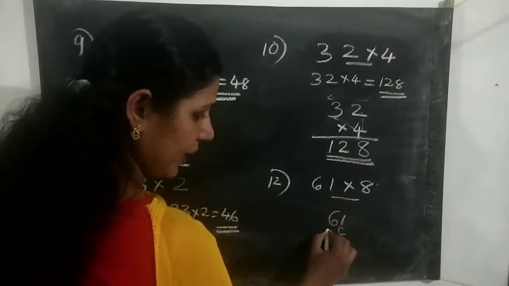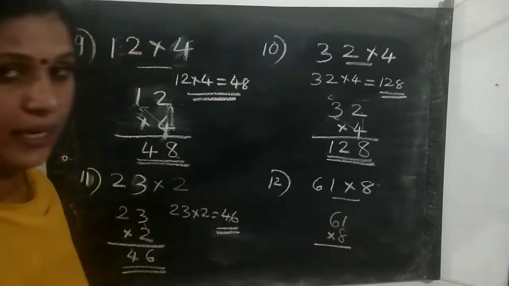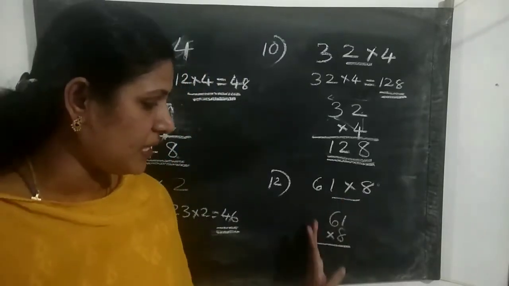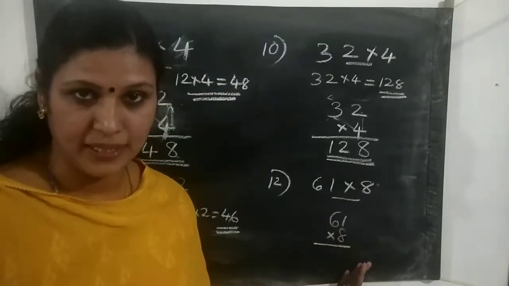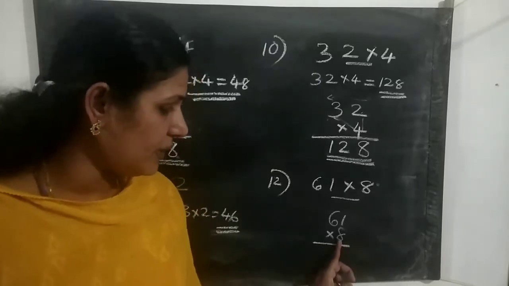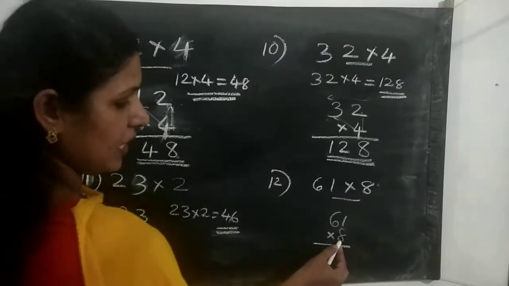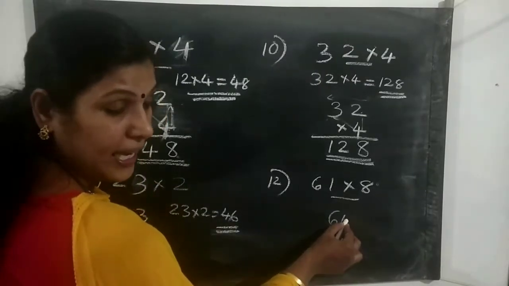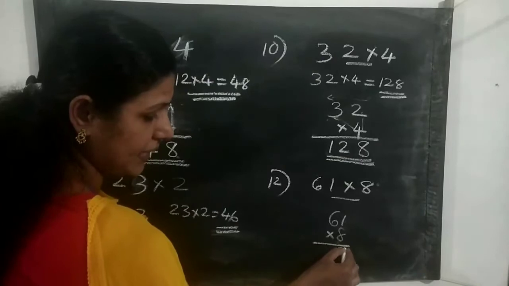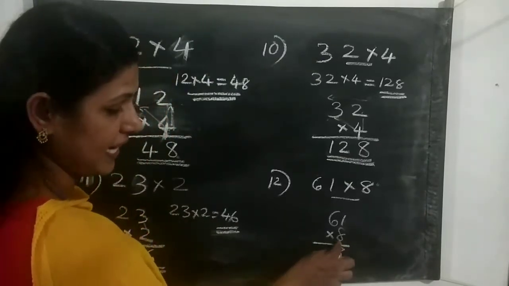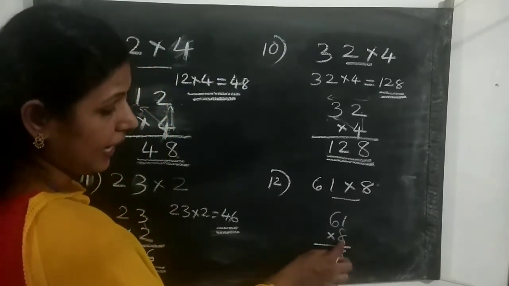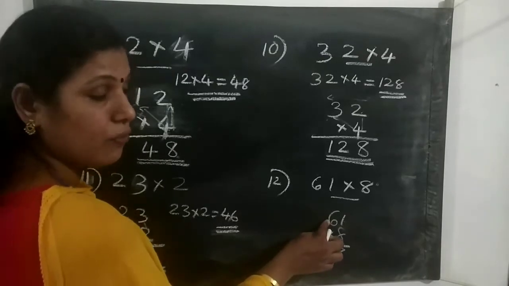Okay. The next is 61 into 8. We write the numbers properly first, and we multiply the numbers from the right side to the left. That is 8 ones are 8, and 8 6s are 48.